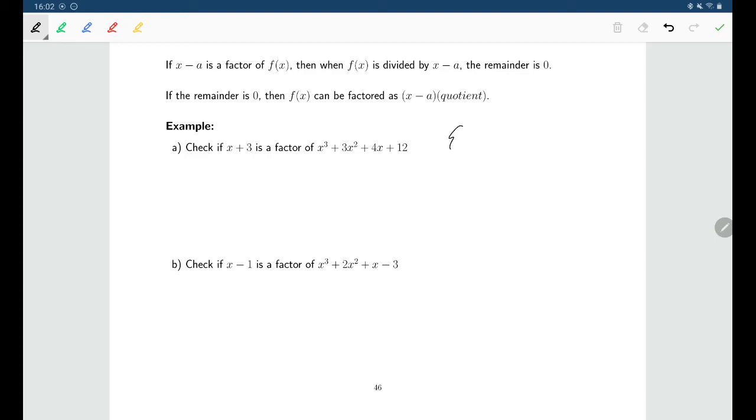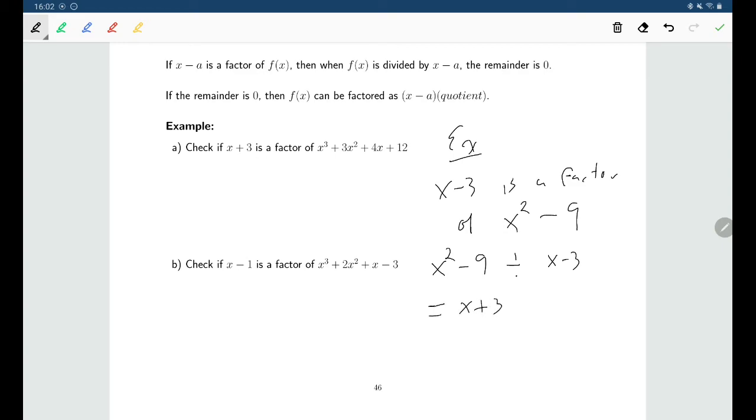So for example, you can tell that x minus 3 is a factor of x squared minus 9. And if you were to divide x squared minus 9 by x minus 3, the quotient that you would get would be x plus 3. It would go in evenly, leaving x plus 3. And that's how you can conclude that x squared minus 9 is x minus 3 times x plus 3.